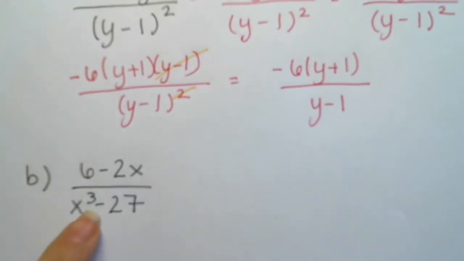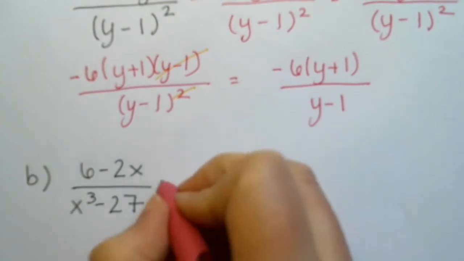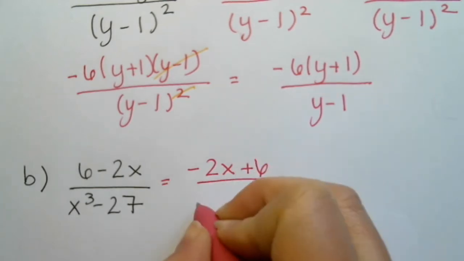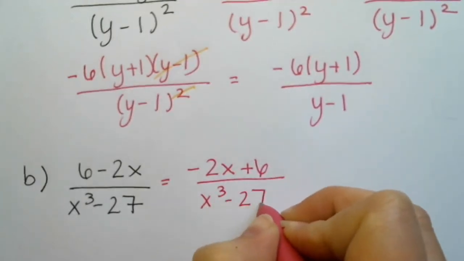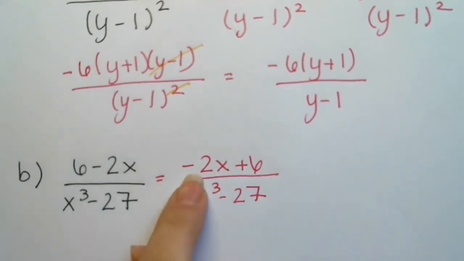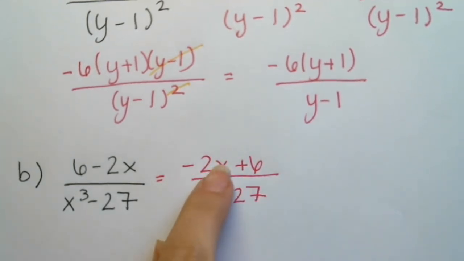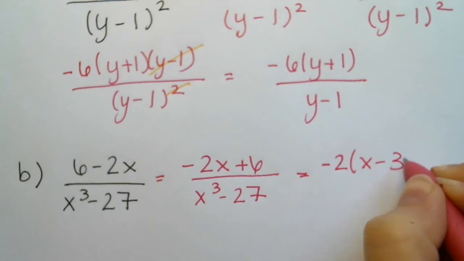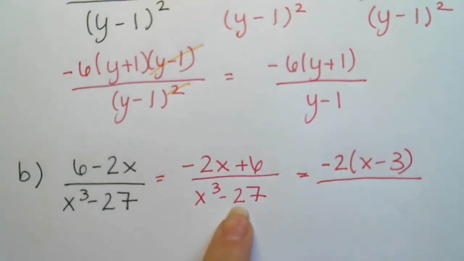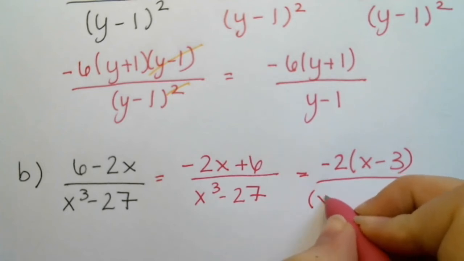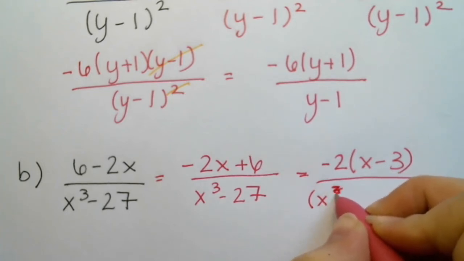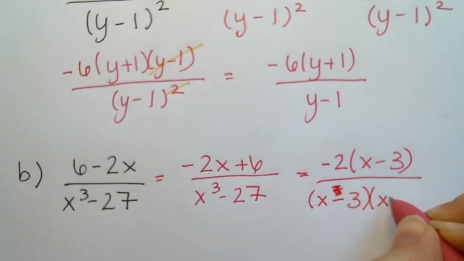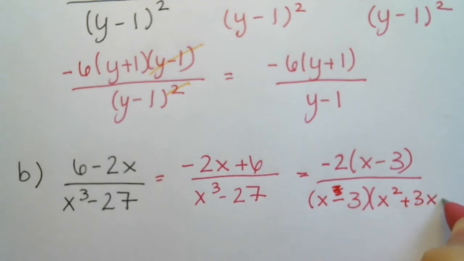Okay, now if we look at the numerator, again, we have these terms that are not in descending order, so we're going to write the terms in descending order. And then in the numerator, we can see that they both have a factor of 2, and because the leading term is negative, I'm going to factor out -2. And in the denominator, I have the difference of cubes. So I'm going to use the difference of cubes formula that we had when we talked about factoring earlier. So I get x minus 3 times x squared plus 3x plus 9.